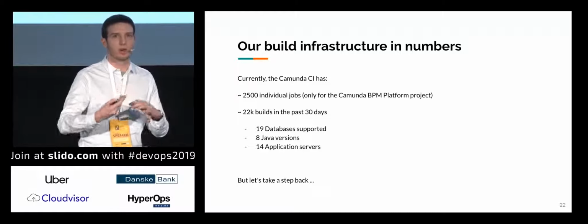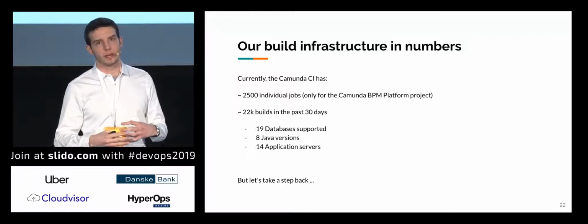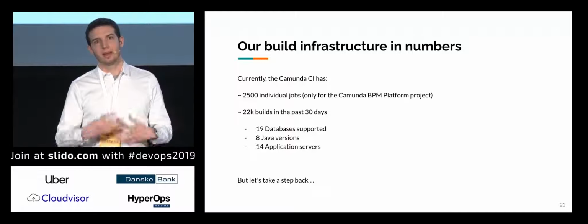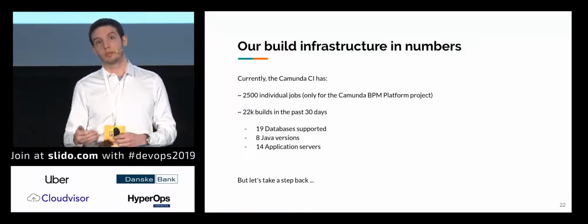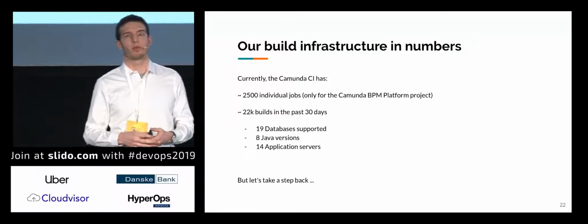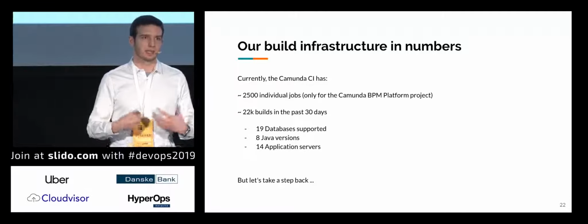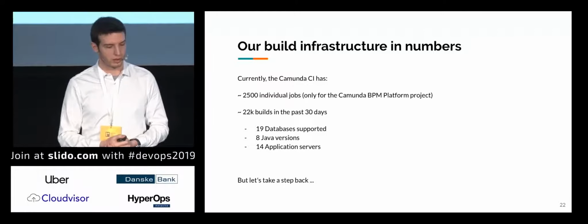You can imagine how testing all these possible combinations makes the metrics grow bigger, and consider that we keep supporting old versions of Camunda BPM for a very long period of time. This makes the number of jobs grow and grow and grow.